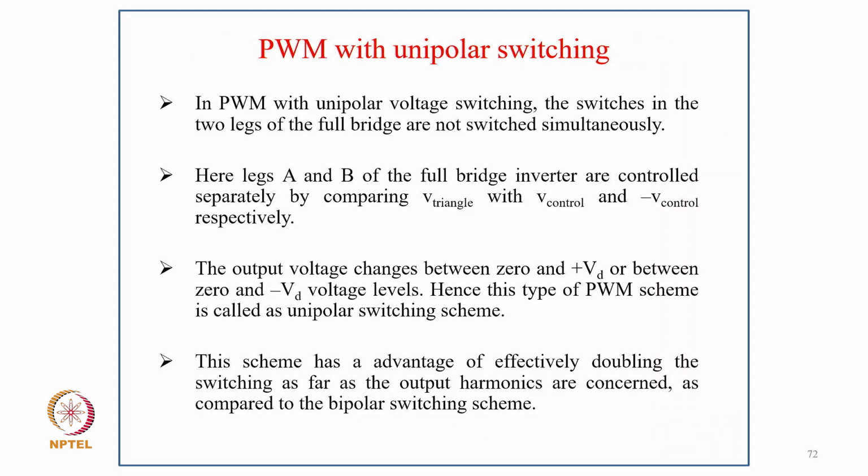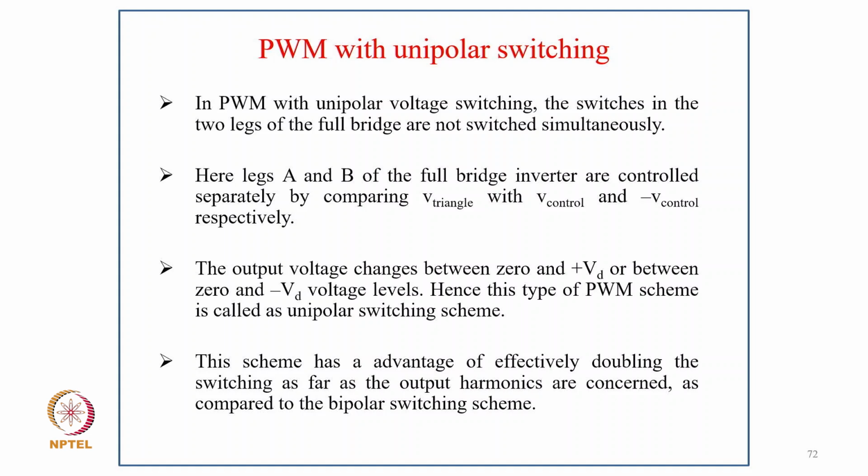So in PWM with the unipolar voltage switching, the switches in the two legs of the full bridge are not switched simultaneously. Here legs A and B of the full bridge inverter are controlled separately by comparing V triangle with the V control and another with minus V control respectively, and the output voltage changes between 0 and plus Vd, or in between 0 and minus Vd voltage level.